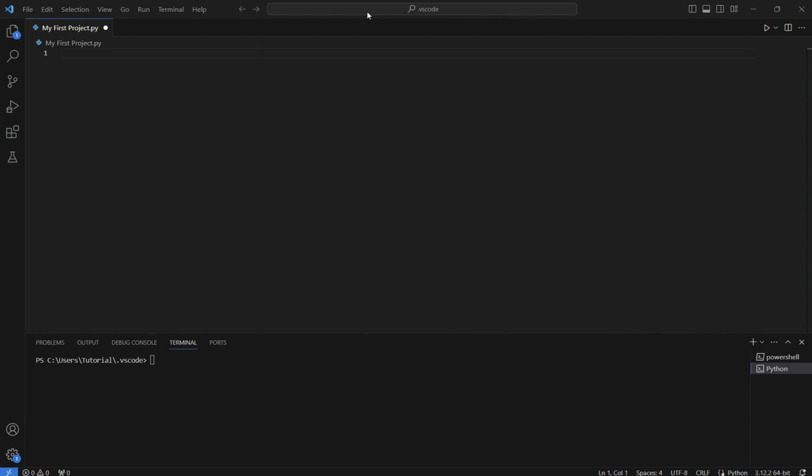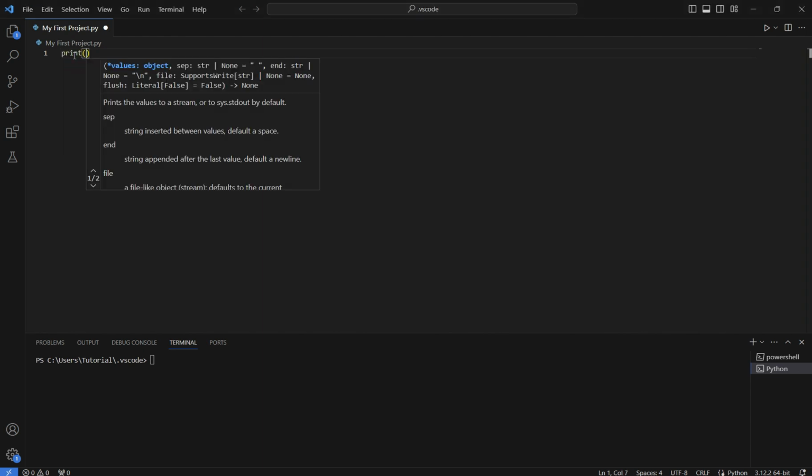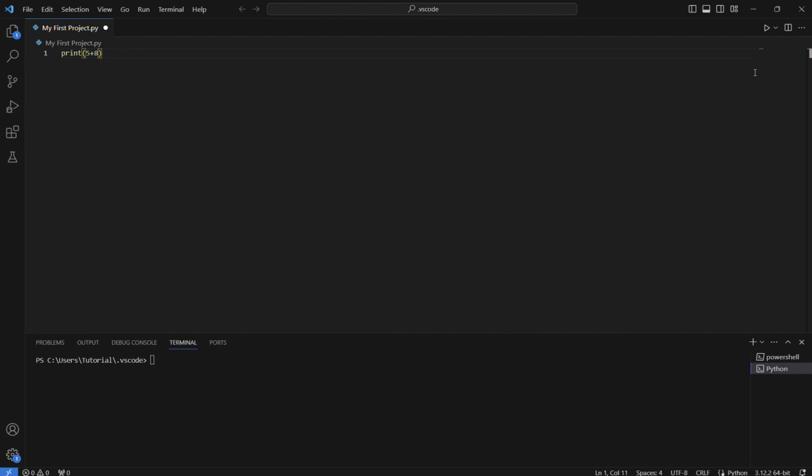The first operator that we will learn about is the addition symbol. Just like in math, the addition symbol allows you to add two numbers together. So, for example, if we type print 5 plus 8 and run the code, we will see that the output will be 13.